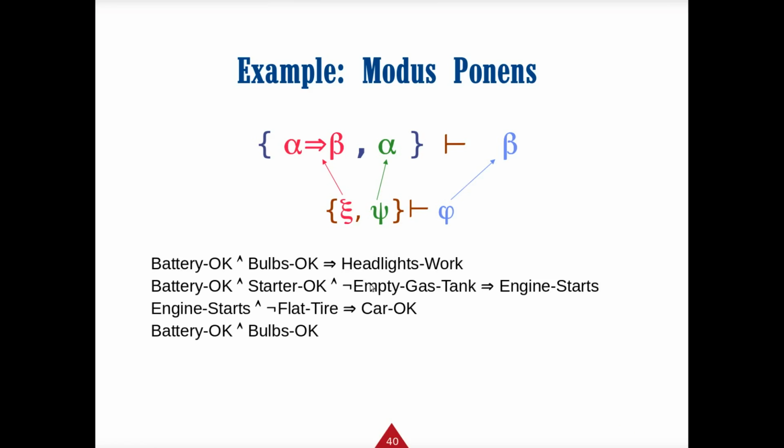So to apply this, if our batteries are okay and our bulbs are okay, then our headlights work. The battery's okay and the starter's okay, and you don't have an empty gas tank, so the engine starts. The engine starts, and you don't have a flat tire, so your car's okay. And the battery's okay, and the bulbs are okay. So what would these values be? This would imply, so you have this, an atomic statement, which would infer that your headlights are going to work.